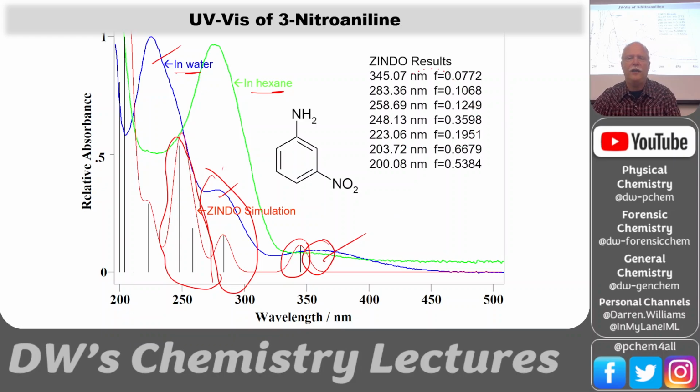These are the results that come out of ZINDO. You get a wavelength and an oscillator strength. This is that transition dipole moment integral, x, y, or z, squared. Okay, so that's the oscillator strength calculation. I'll say psi and psi prime, so lower and upper. And then this is the wavelength of the transition.